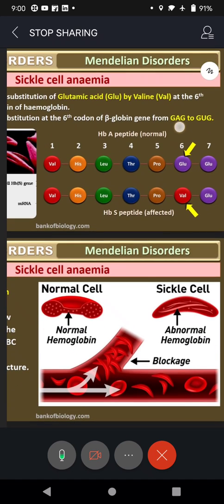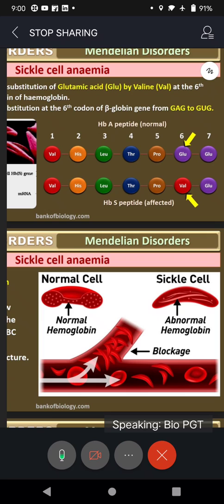Let me expand that. Where the arrow marks are, see? There is a change. Glutamic acid is out, valine is in. And this is a physiological error. Once this valine comes, the person gets affected and the RBC shape gets changed. This is the biochemistry part of it.